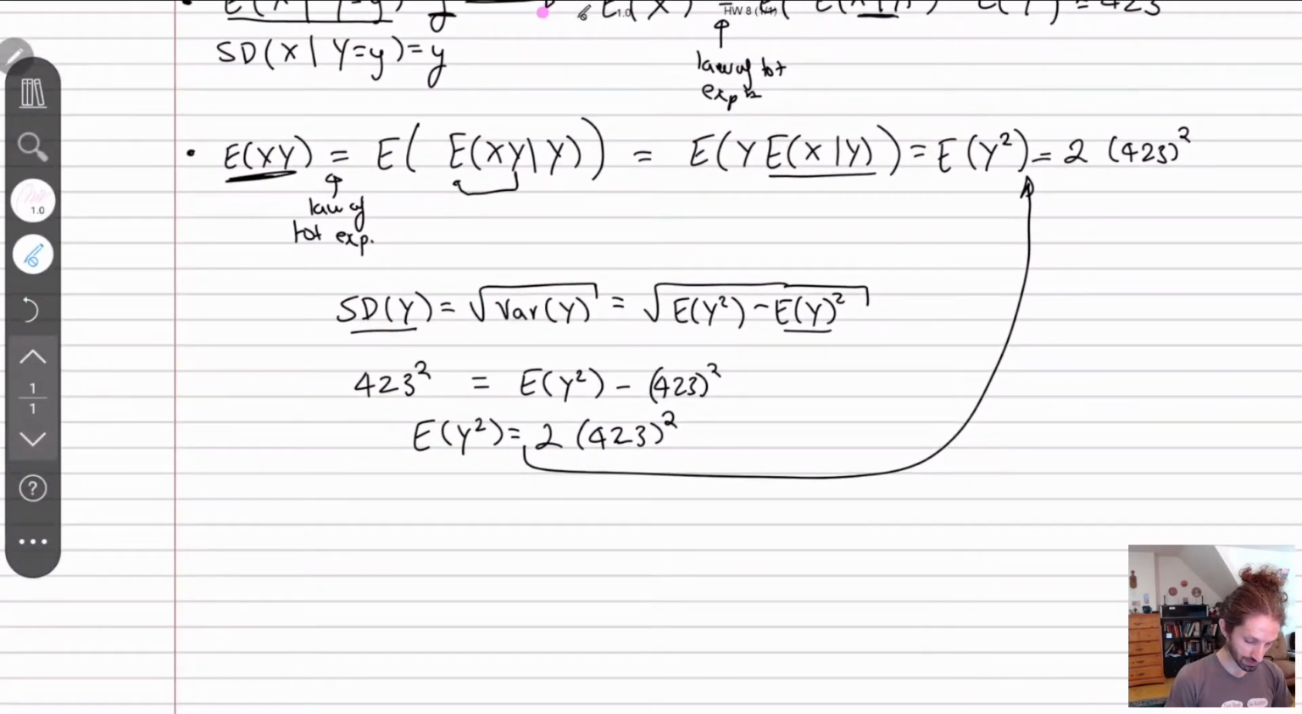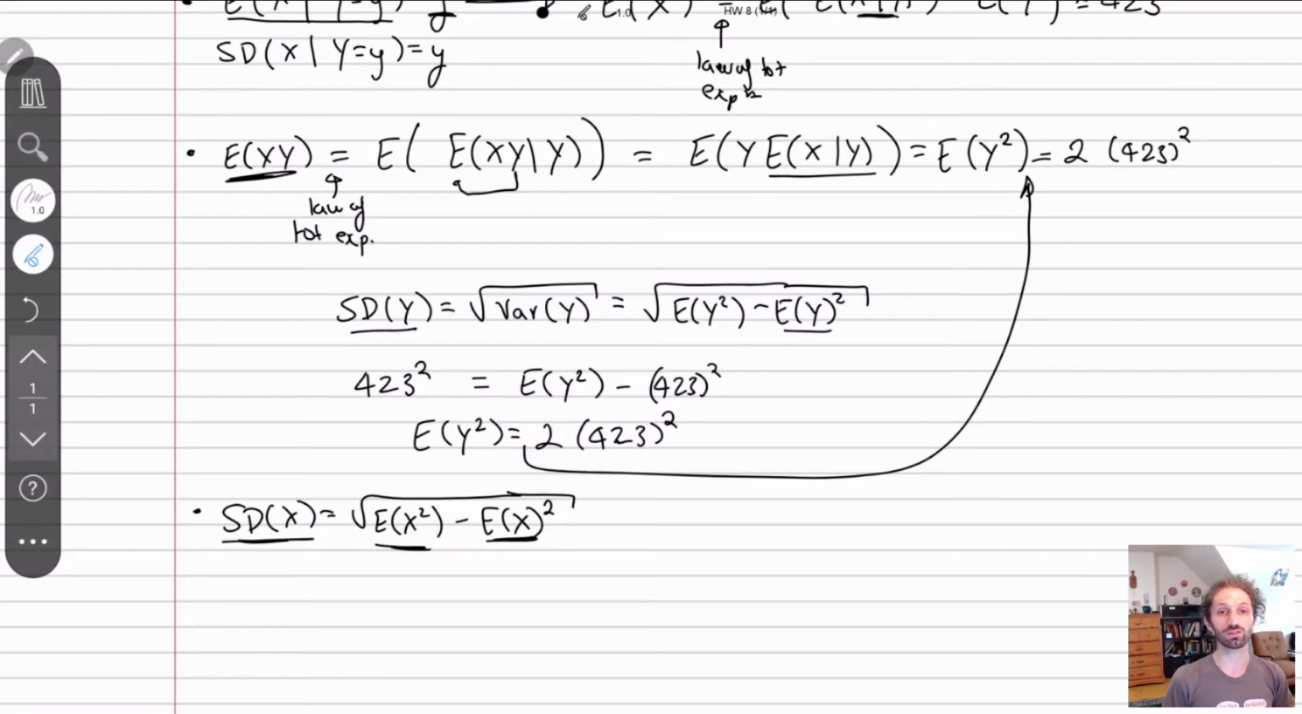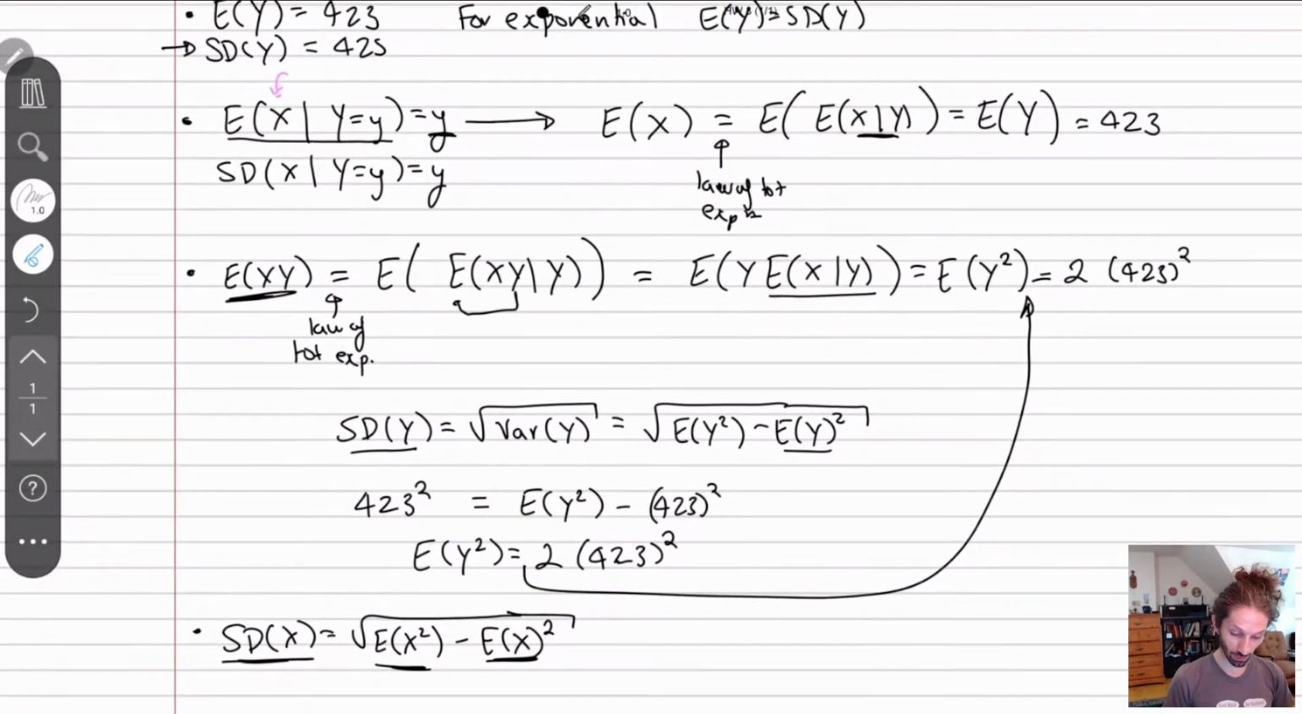So how do we solve SD of x? Well, we're going to run into the same problem, right? So SD of x, in this case, we have something that's a little more difficult, because we know what E of x is, right? This we know, but we don't know SD of x and we don't know E of x squared, because we don't know the distribution of x. But what we do know is x given y, right? So we can try to do something similar to this. And this is basically what we're going to do.